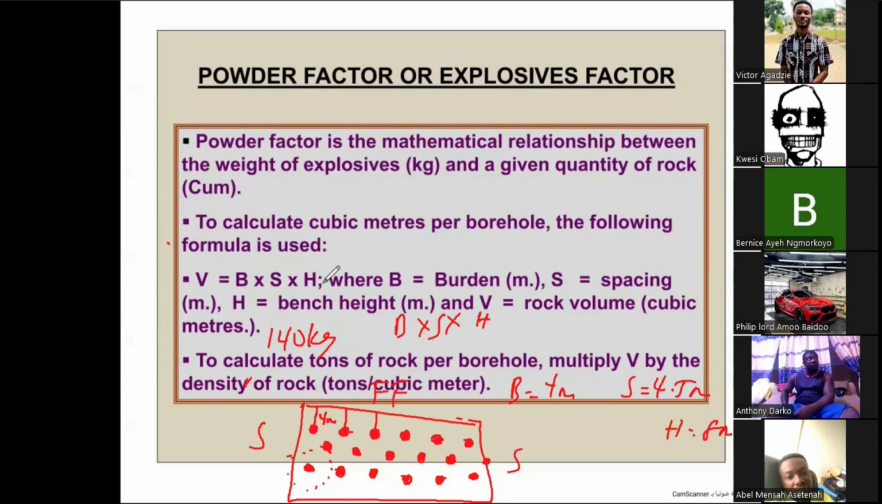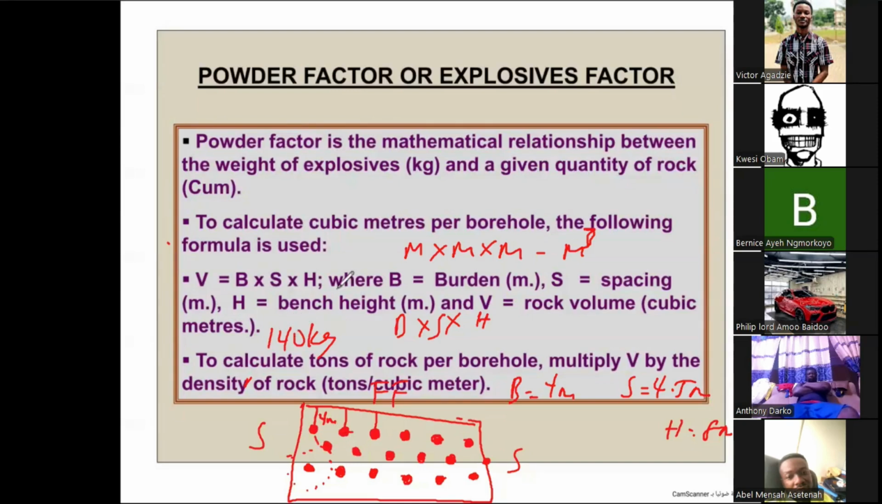The bedding is in meters, right? The spacing is also in meters, and the bench height is also in meters. So this one will give you meters too. And when you multiply, then you get the volume of the area that is being blasted. You multiply the bedding, spacing times the bench height, you get the volume of the area you want to blast.